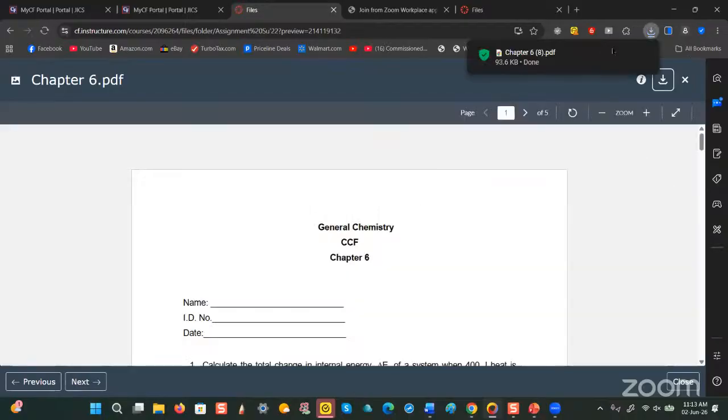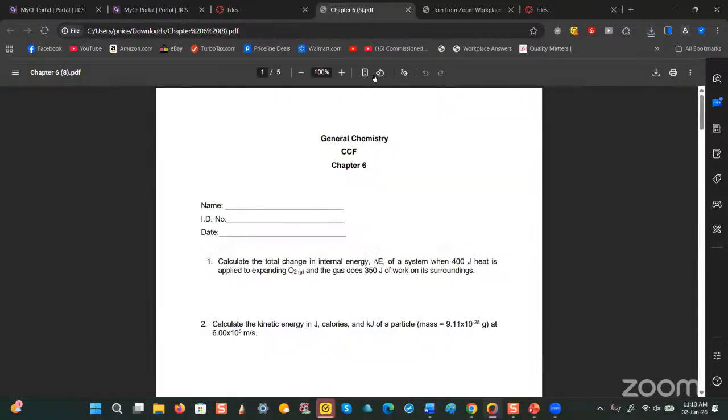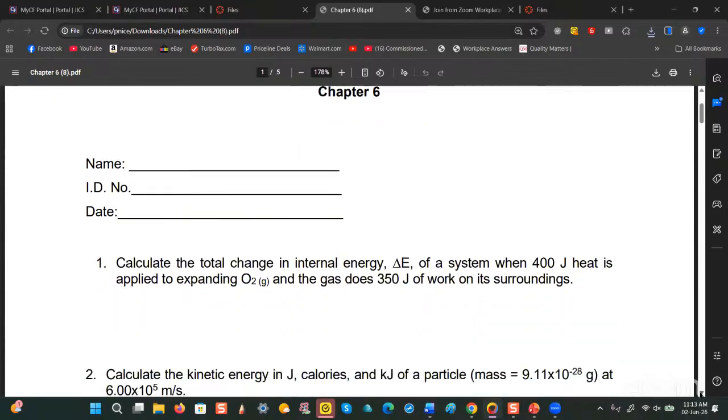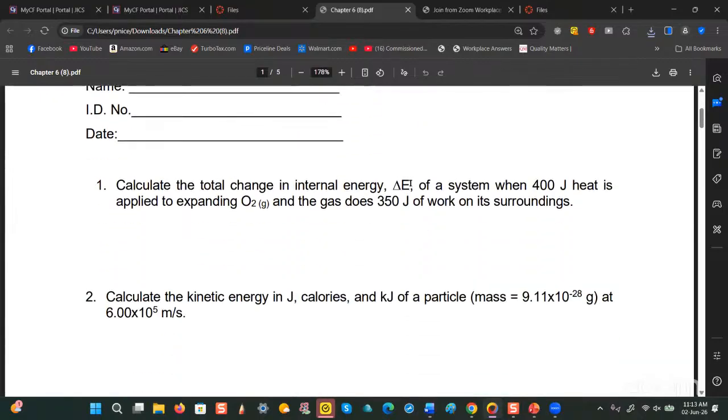And we're going to start with the first question, which is calculate the total change in energy. Now they use the symbol delta E. We use delta U. It's the same thing. So the question is asking for you to calculate the total change in internal energy of a system when 400 joules of heat is applied to expanding oxygen and the gas does 350 joules of work. If you remember, I said you have to pay attention to how the question is worded in order to apply the appropriate signs for the different terms.